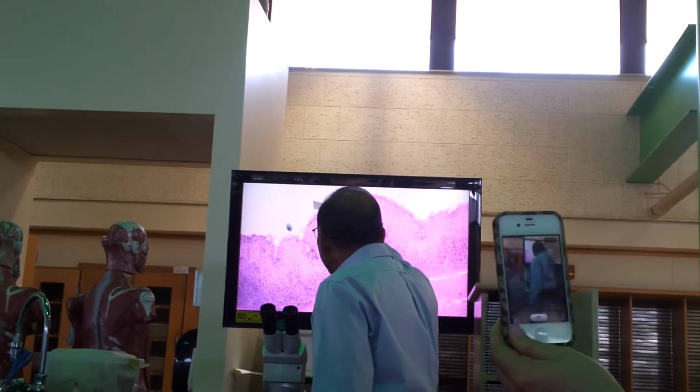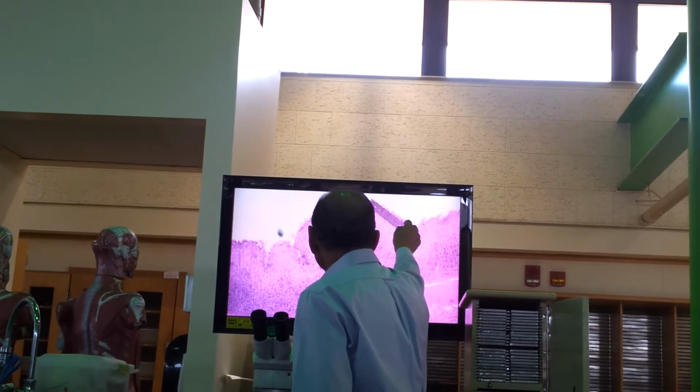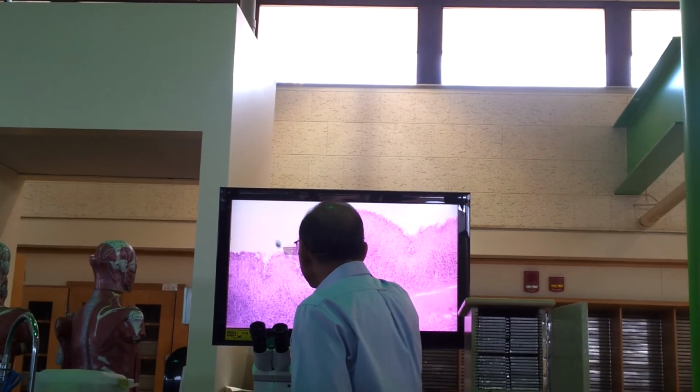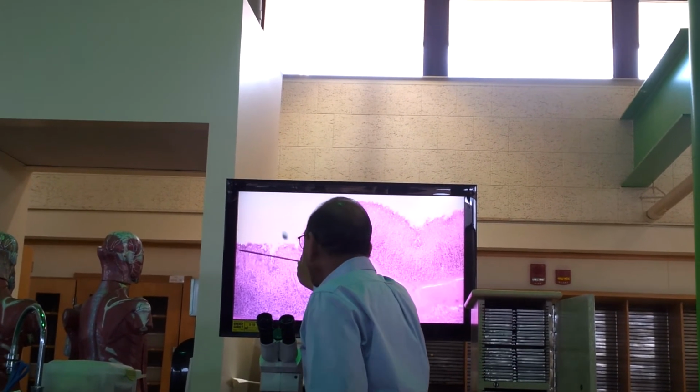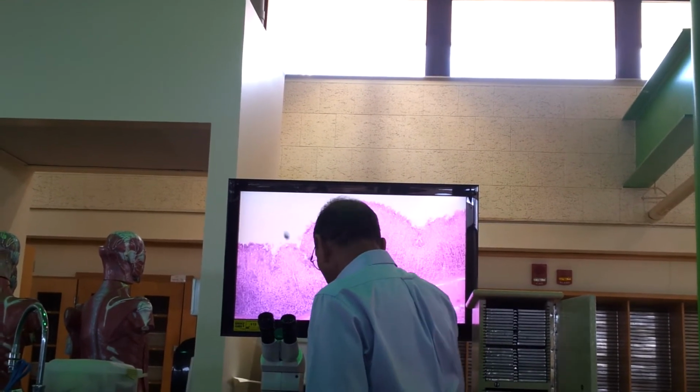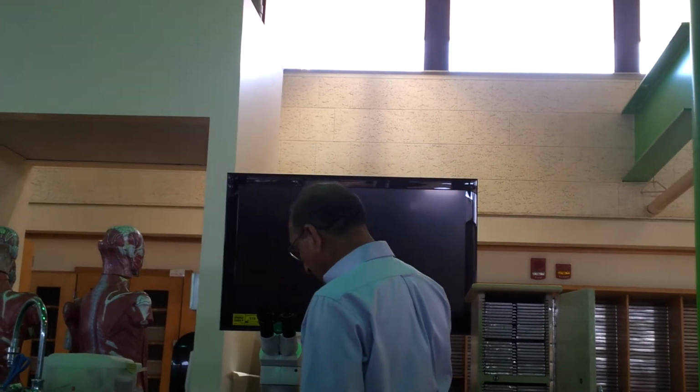And here, you see somewhere these areas are open. What do you call those openings? Gastric pits. And what kind of epithelium is the lining here? Simple columnar. So let's go to high magnification, next.